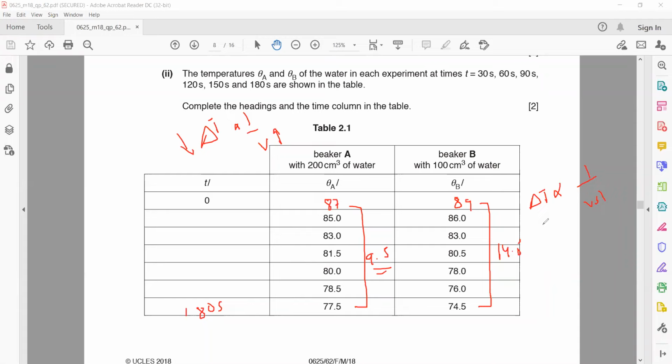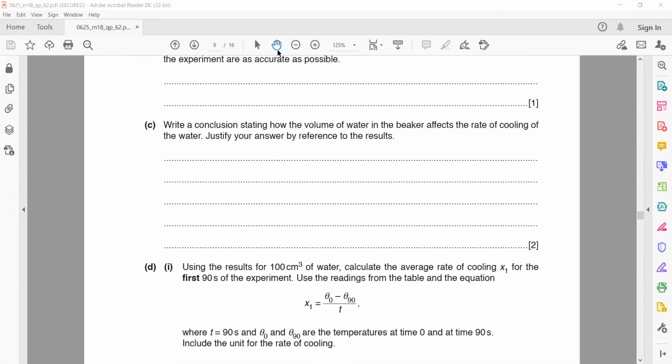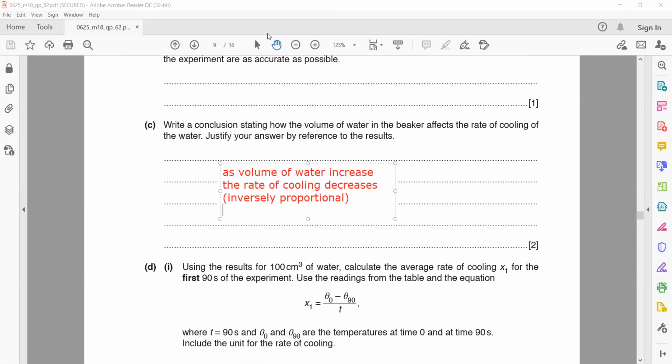And they mentioned with reference to the result, so you have to use the number. Like you will say a 200 cm cube beaker A with a 200 cm cube of water shows a temperature change of 9.5. A beaker B with a 100 cm cube of water, temperature change is 14.5. So you have to write this in your result. Because it says justify your answer by reference to the result, so you have to use a number.